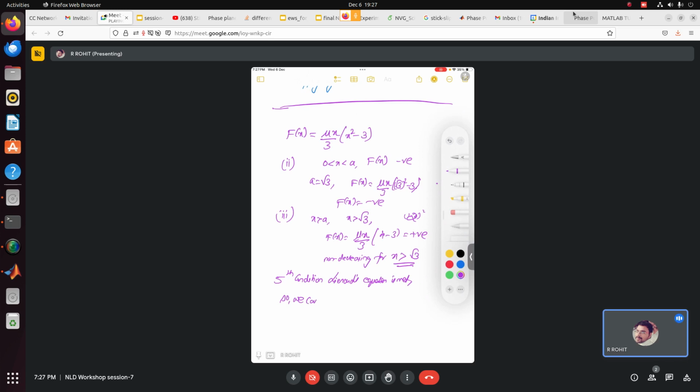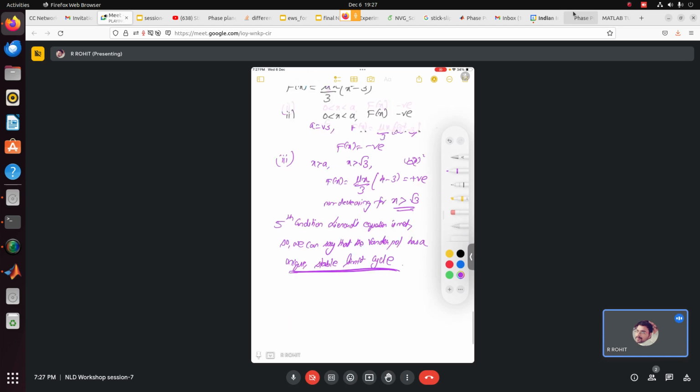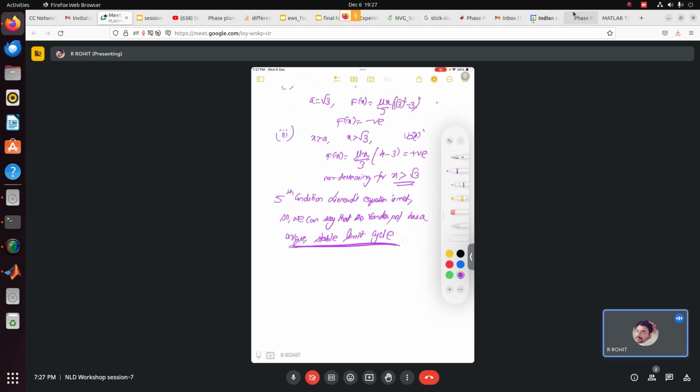So we can say that the van der Pol has a unique stable limit cycle. So this is one equation and theorem that tells that you can have a limit cycle present for your system.